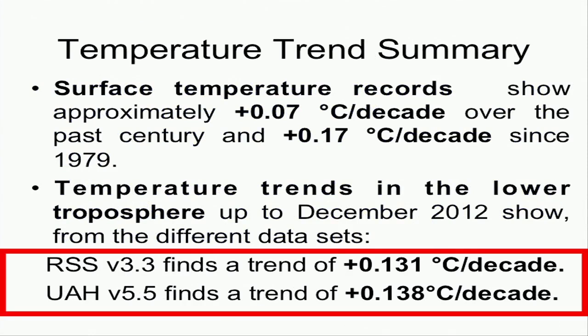So if we look at just a basic summary of what we're seeing in the temperature trends, we see that surface temperatures on average show about 0.07 degrees C per decade over the past century, and about 0.17 degrees C per decade since 1979, and that's increasing slightly now. Temperature trends in the lower troposphere up to the end of 2012 show, based on the different data sets we just showed, satellites about 0.131 degrees C per decade to 0.138 degrees C per decade. So those are the trends in the lower troposphere compared to the surface measurements.